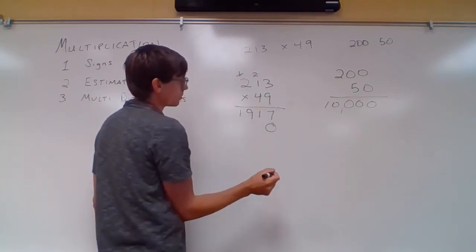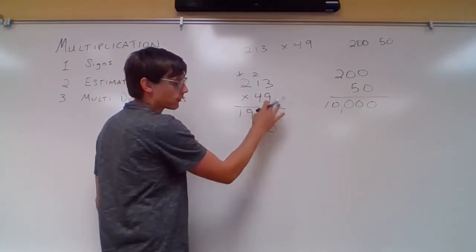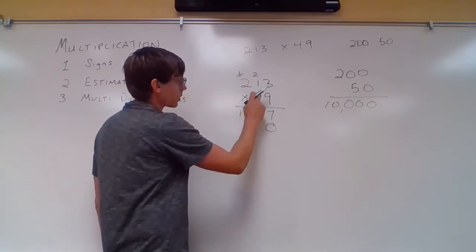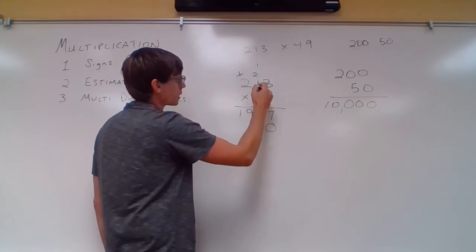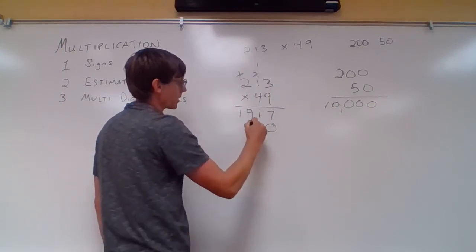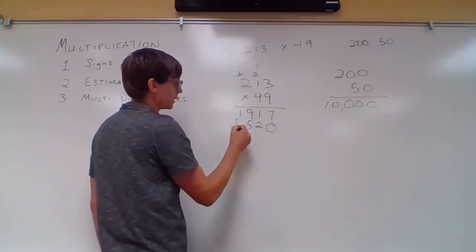Again, we add the 0 because we're not just multiplying 4. It's really kind of like 40 at this point. So 4 times 3 is 12. So we got a 2. We'll carry the 1. 4 times 1 is 4 plus 1 is 5. And 4 times 2 is 8.